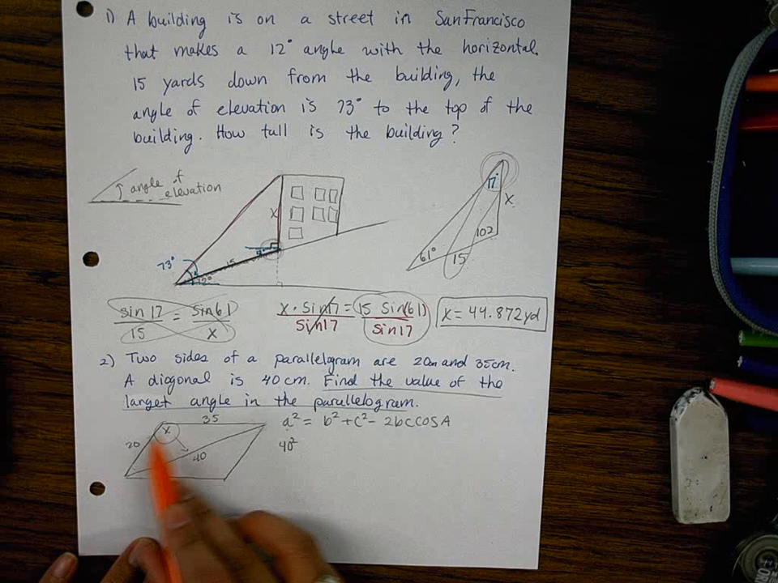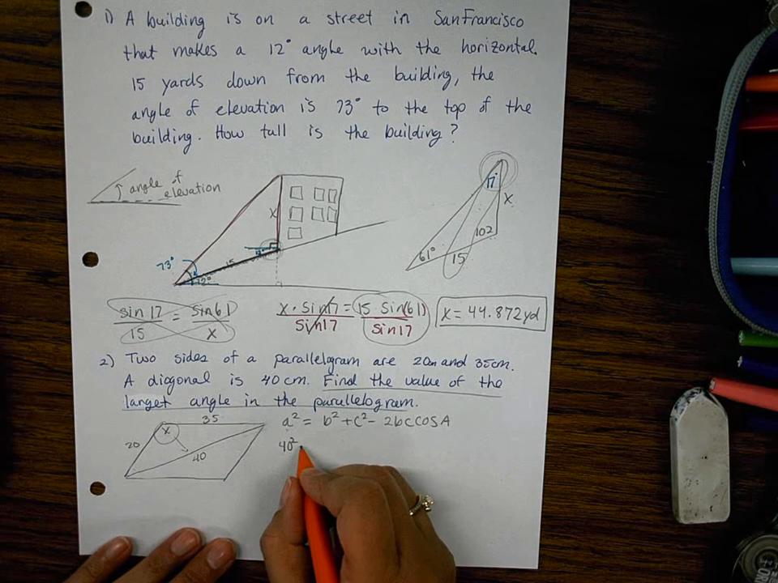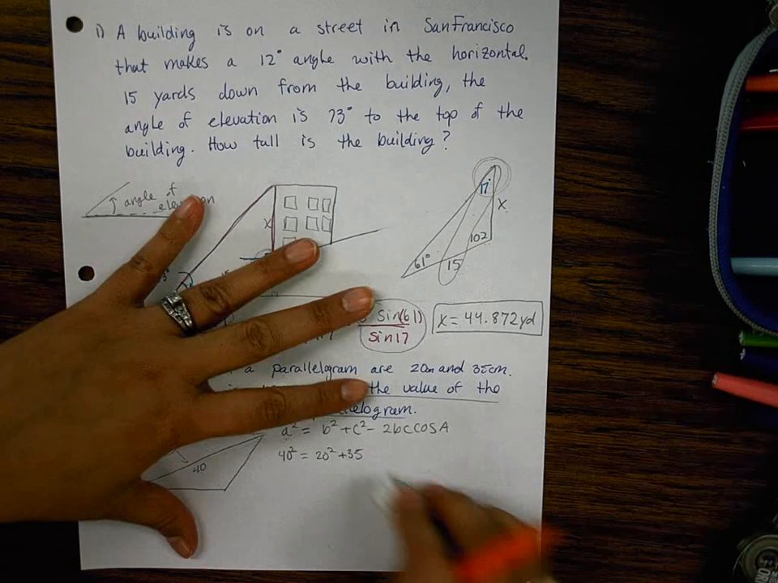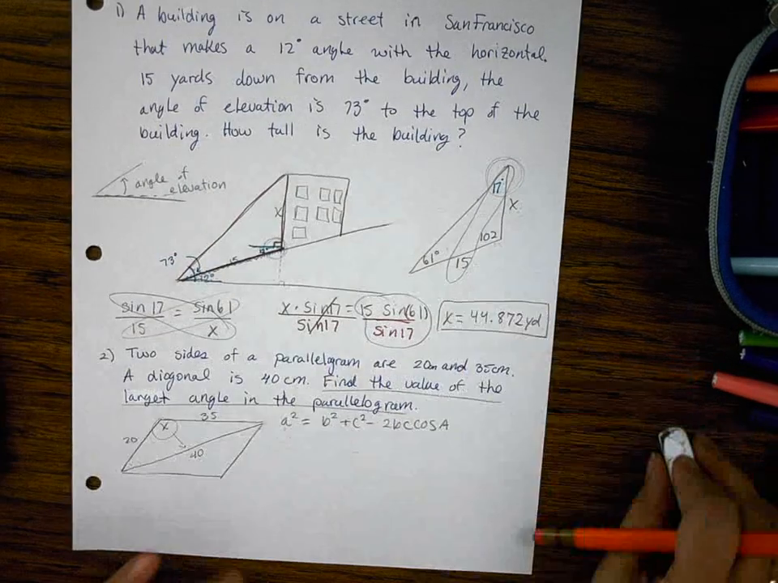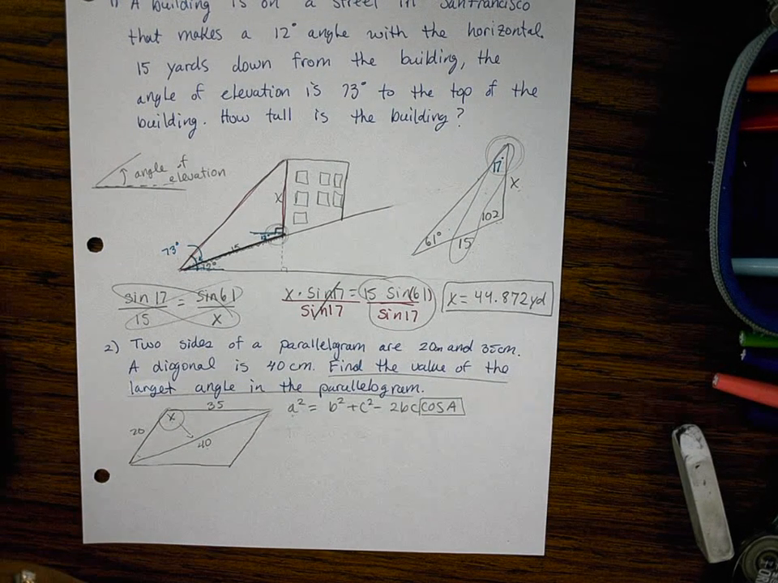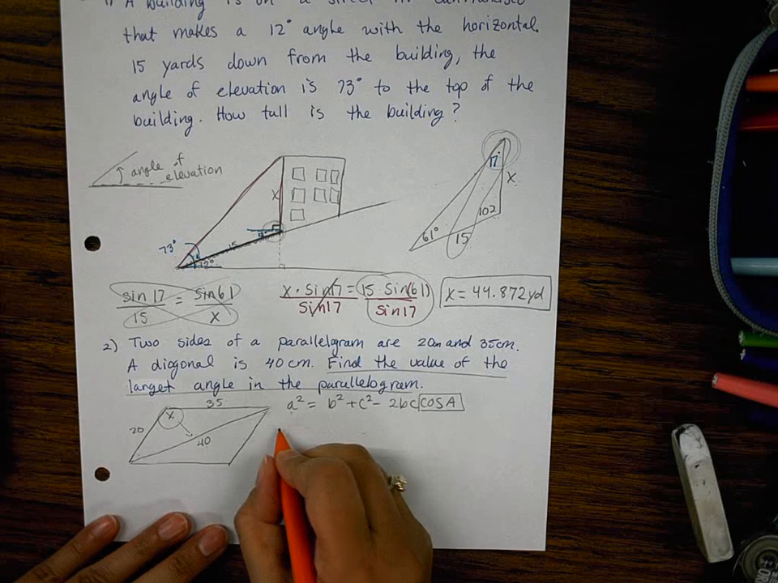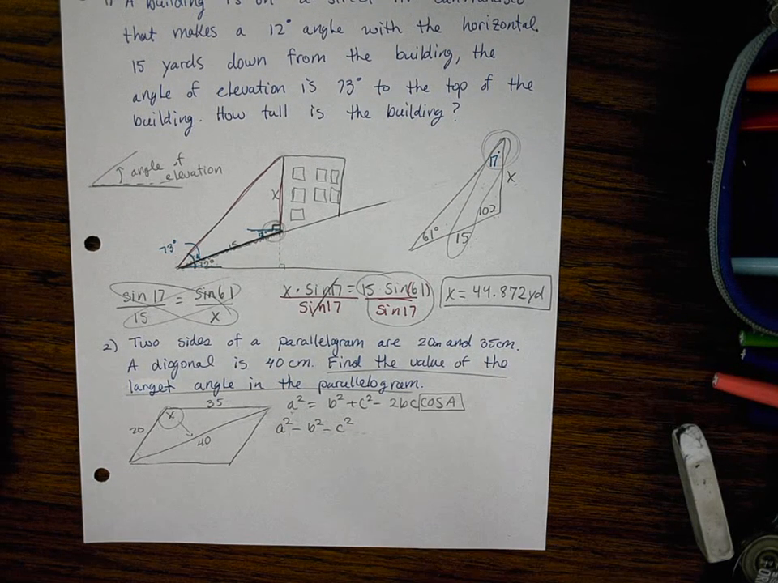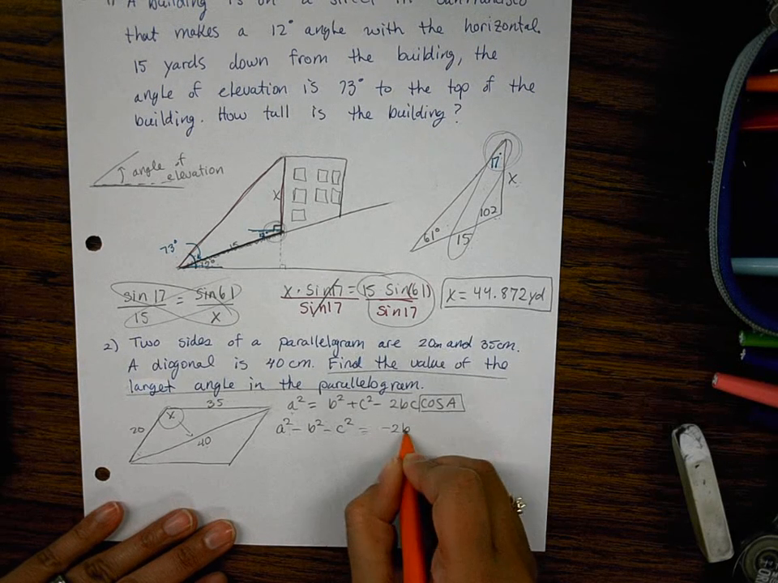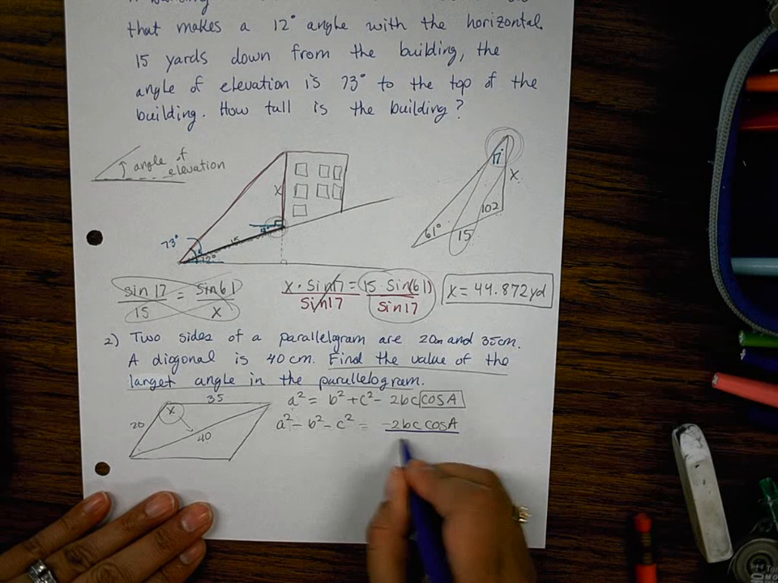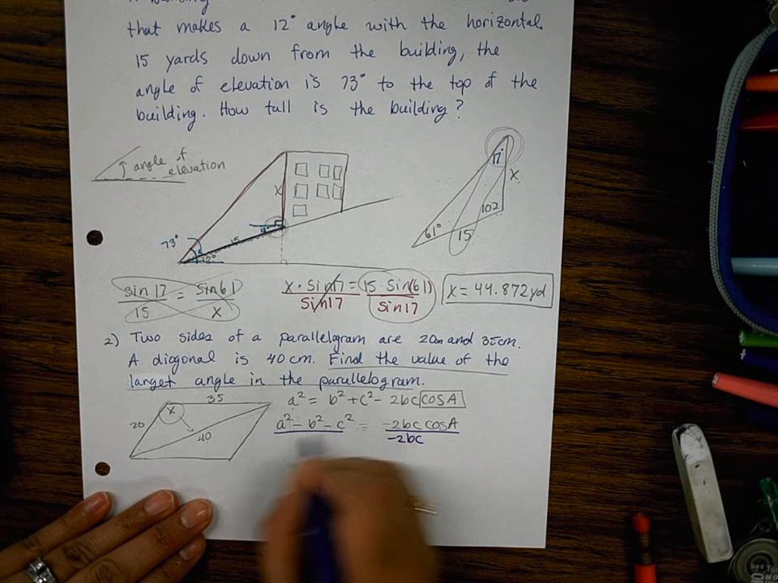So I'm going to start off with 40 squared here, and I'm going to end with cosine x, which means these two numbers are going to be my b's and c's. Equals 20 squared plus 35 squared. And actually, it's okay if you have that down. I apologize for not stating this earlier, because I am looking for cosine of A, I'm going to move everything over first. A squared minus b squared minus c squared, and we did this in a previous lesson, equals negative 2bc cosine A, divide by negative 2bc.